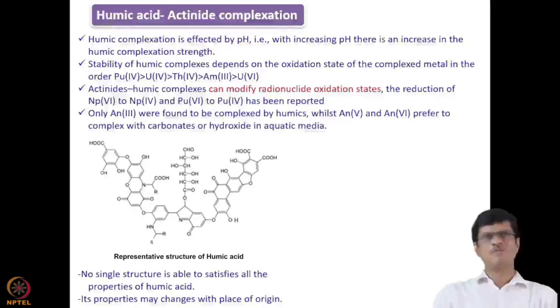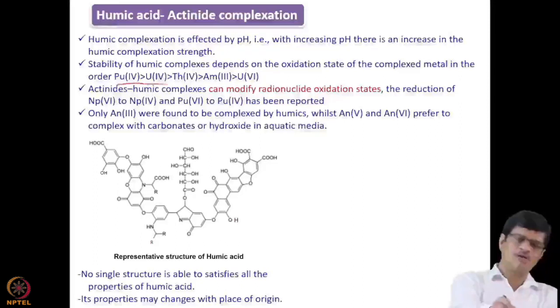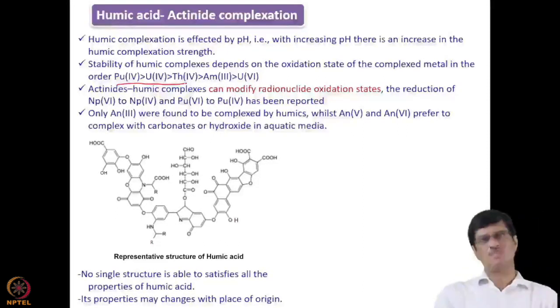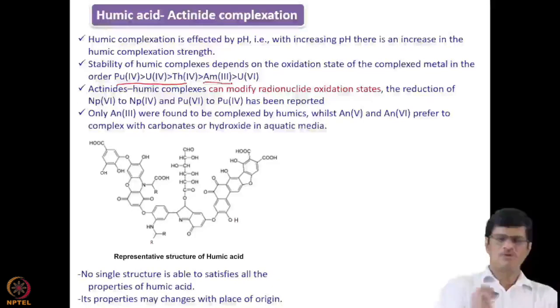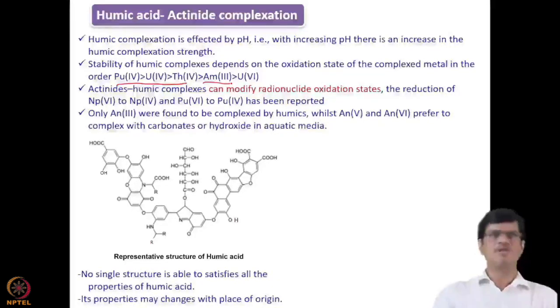Now, while considering the stability of these humic acid complexes, as already mentioned before, the tetravalent actinides will form much stronger complexes than the trivalent and the hexavalent. In the set of tetravalent actinide ions, the one with higher ionic potential forms a stronger complex. So plutonium 4 forms a stronger complex with the humic acid compared to uranium 4, which in turn forms a stronger complex than thorium 4. And thorium 4 forms a stronger complex than americium 3 or other trivalent actinide ions, which in turn form a stronger complex than the uranium 6 ion, that is, the uranyl ion. That is actinide humic acid complexation.